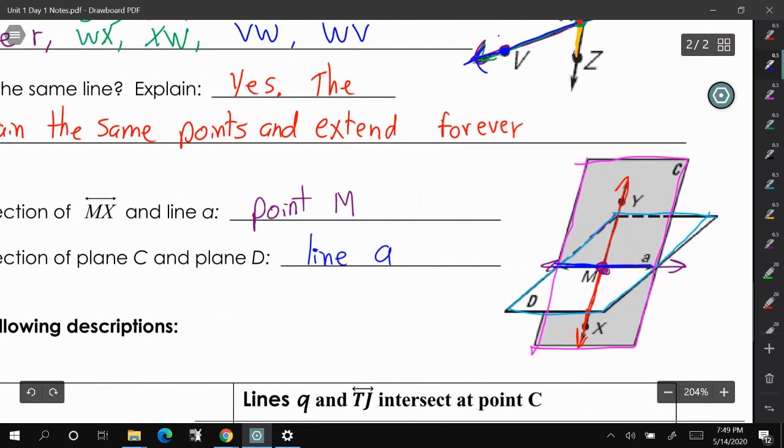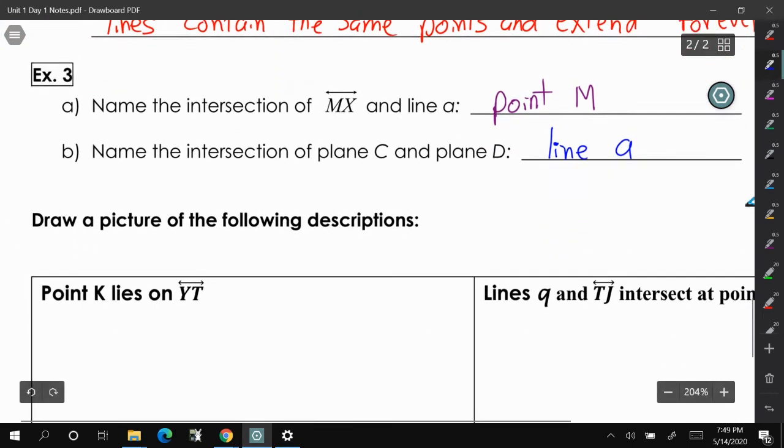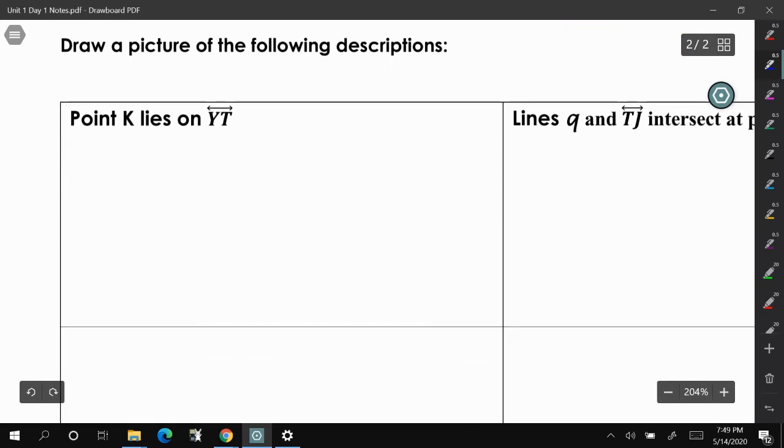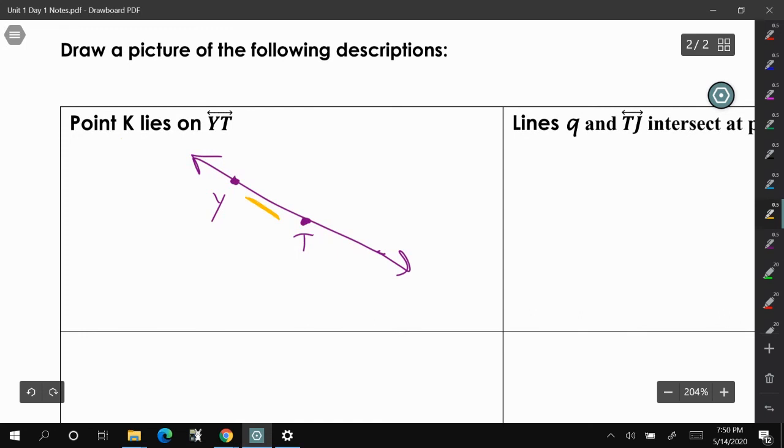We were looking at pictures and writing some things we noticed about pictures or how to name some things. Now I want us to look at some wording and draw a picture based on that. So the first one says point K lies on line YT. So what I'm going to do first is I'm going to draw a line and put YT. And it says point K lies on that. It doesn't say that point K is in the middle or in between Y and T, so you could put K anywhere. And this would be a correct diagram.